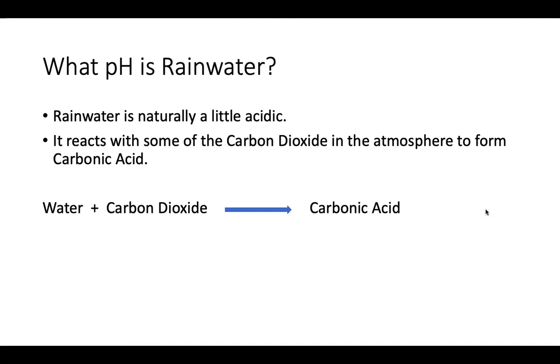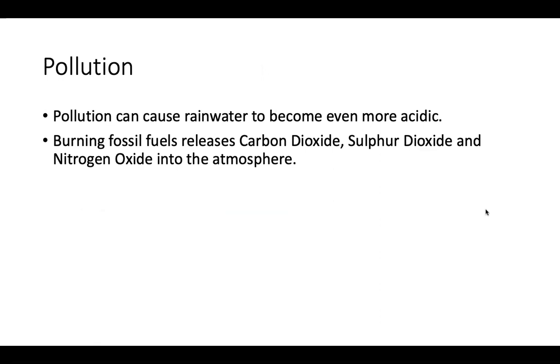Now, you might remember carbonic acid from that list of acids that you need to know, but it's this reaction that leads to the rainwater pH being a little bit more acidic. When it comes to acid rain, we're talking more about the pollution that's in the atmosphere that is causing that rainwater to become even more acidic. It usually occurs through the burning of fossil fuels, so carbon dioxide being one of them that gets released, sulfur dioxide and nitrogen oxide.